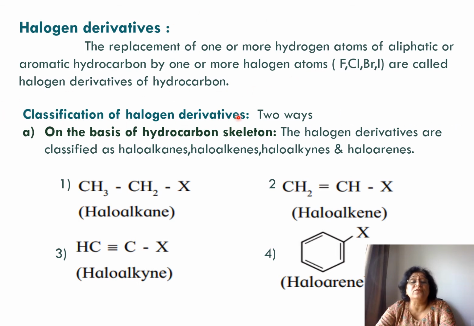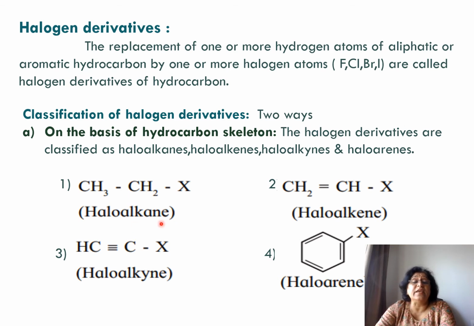Now classification of halogen derivatives. Halogen derivatives are classified in two ways: on the basis of hydrocarbon skeleton, or on the basis of the number of halogen atoms attached. On the basis of the hydrocarbon skeleton, they are classified into four categories: haloalkane, haloalkene, haloalkyne, haloarene. Alkanes are aliphatic saturated hydrocarbons, and when the H is replaced by halogen, you call it haloalkane.